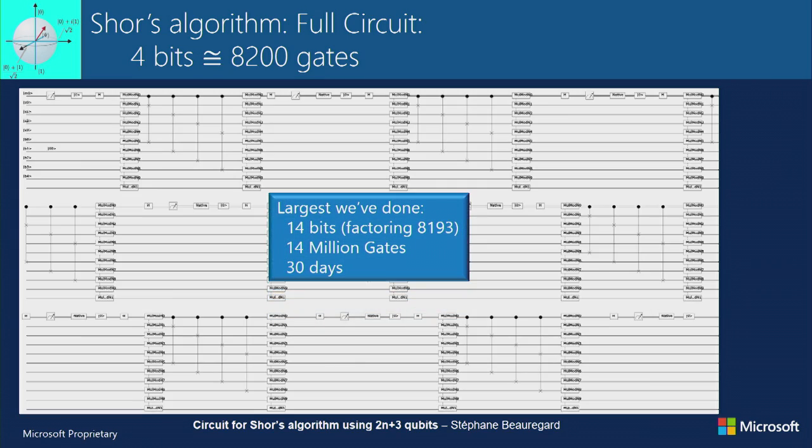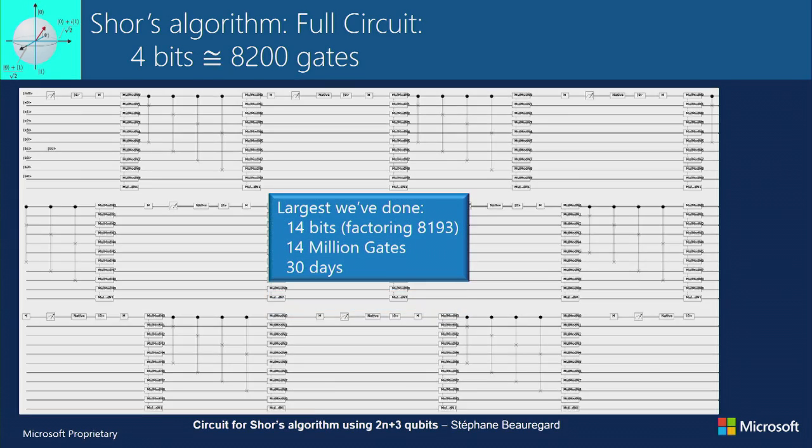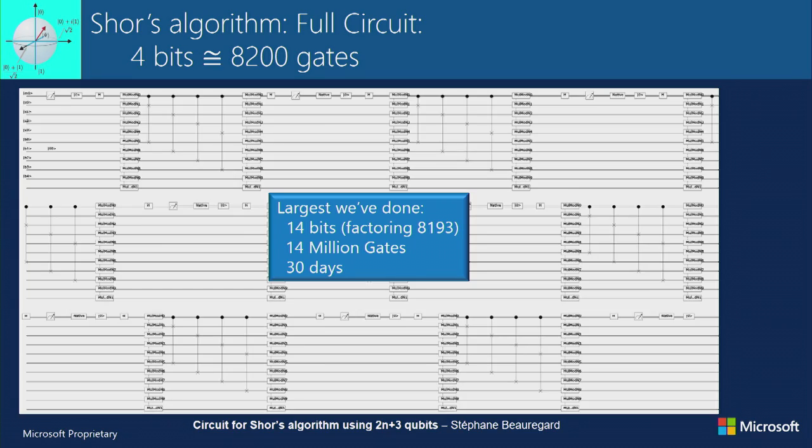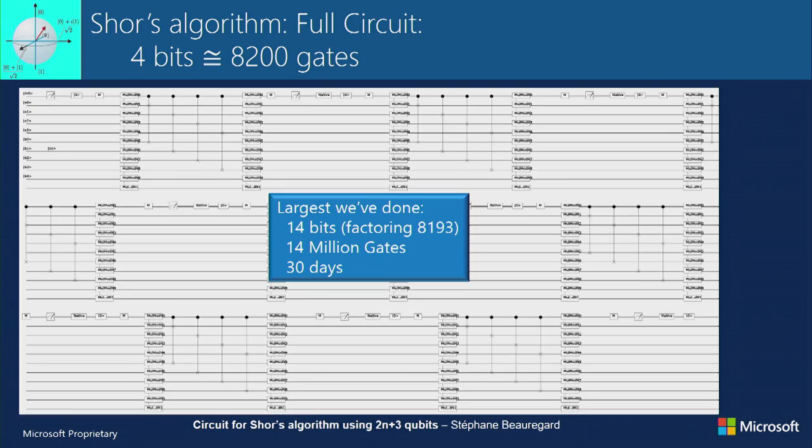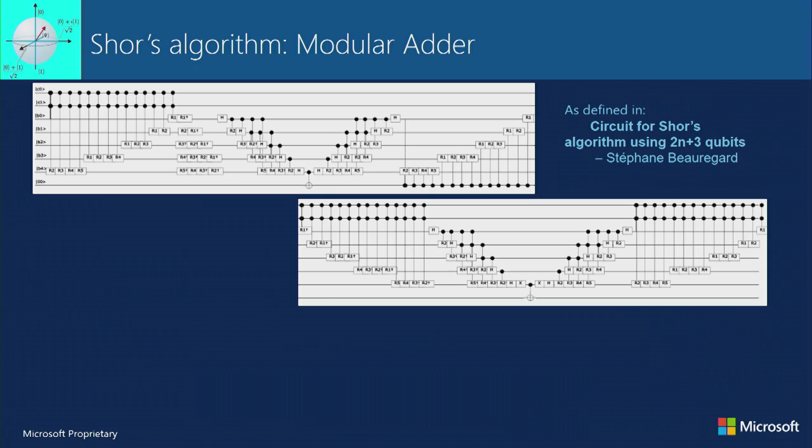With Liquid, we've actually simulated factoring a 14-bit number. 8193 was 14 million gates, and it took 30 days on my desktop. Didn't need a supercomputer or anything else to do it. And the kit does come with Shor, and you can sit there and factor numbers with it.